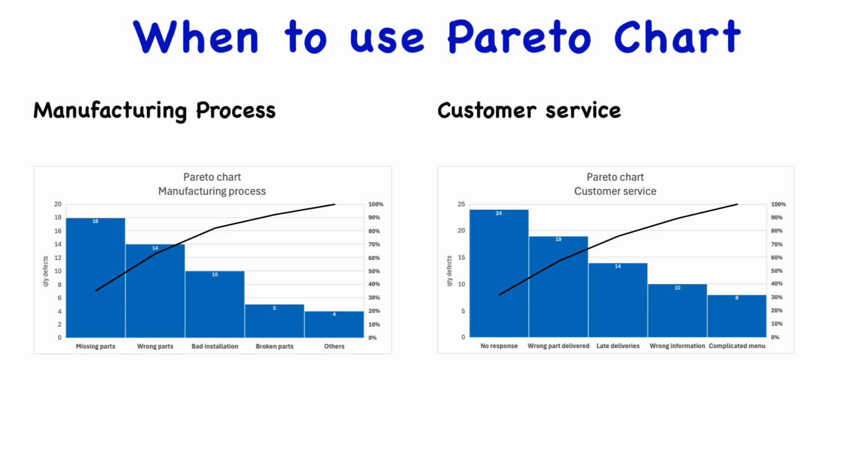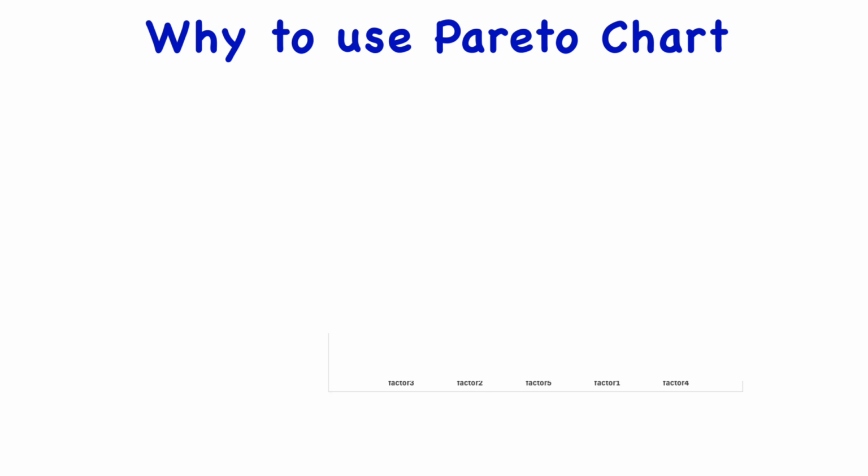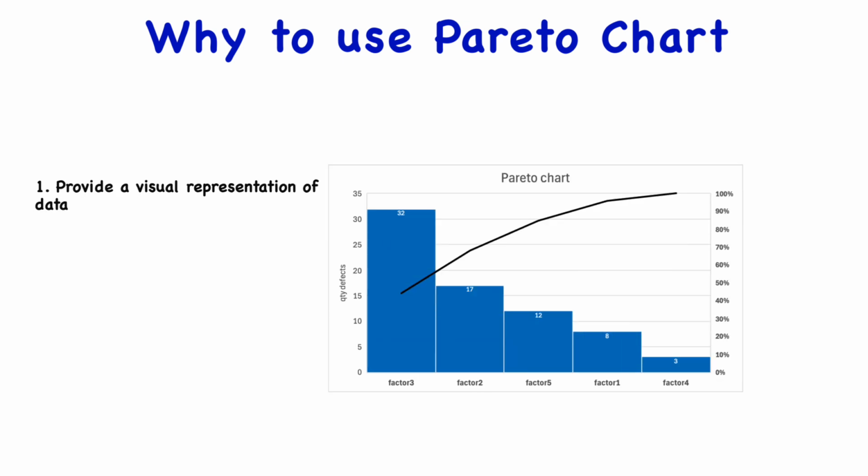Using a Pareto chart offers several advantages. First, it provides a clear visual representation of data, making it easier to understand and communicate findings. Second, it helps prioritize issues, ensuring that you tackle the most significant problems first. This prioritization can lead to a more efficient use of resources and quicker improvements. Additionally, Pareto charts can reveal patterns and trends that might not be immediately apparent, offering valuable insights into the underlying causes of issues.